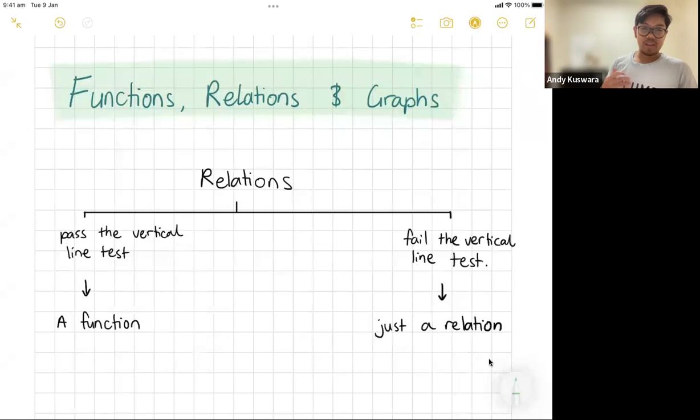Today we're going to continue on with this functions, relations, and graphs topic. In particular, we're going to talk more about what exactly makes a function a function. I know the last video was more about the notation. Today is about what they actually are.